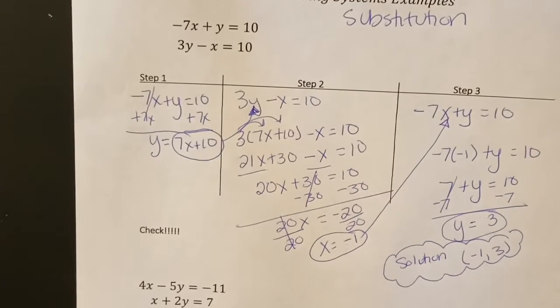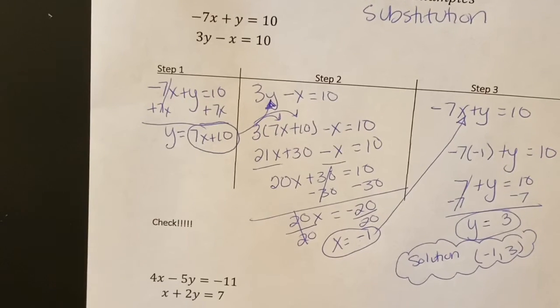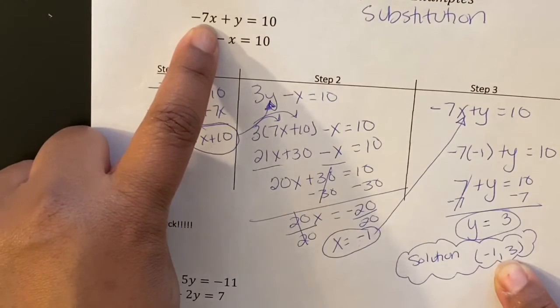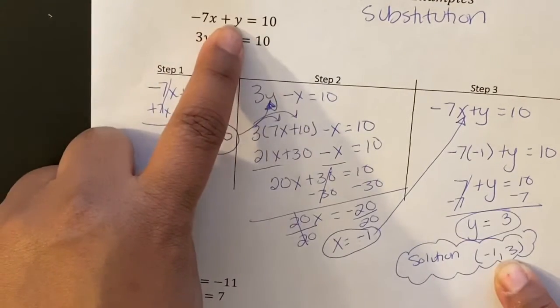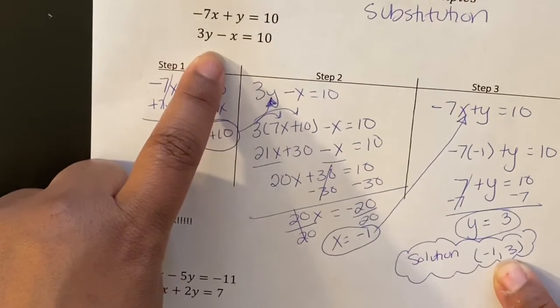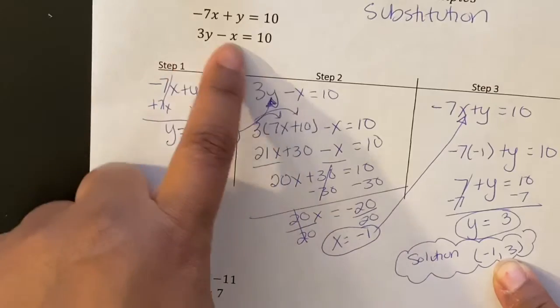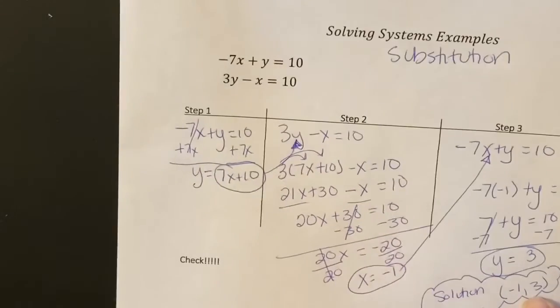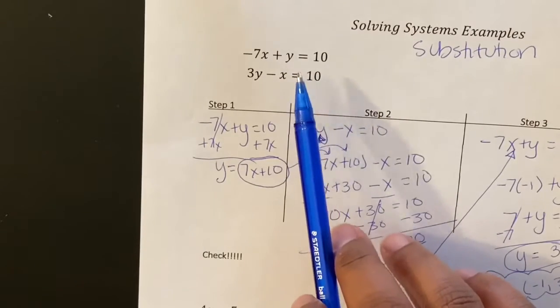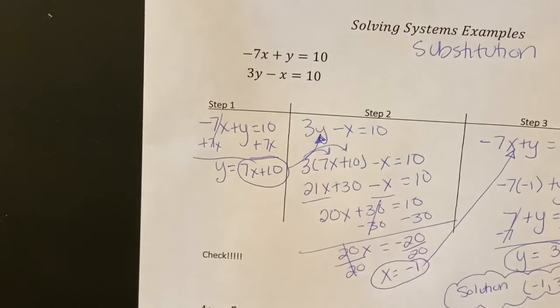Okay, again, for the sake of time, I'm not going to check it. I do apologize if this throws anybody off. But all you would do is, for example, plug negative 1 in for x of this equation, 3 in for y, and make sure it equals 10. Then you would plug it into the second equation for y and for x and make sure it equals 10. If it is a solution, it'll give you true statements for both of these equations. Okay.